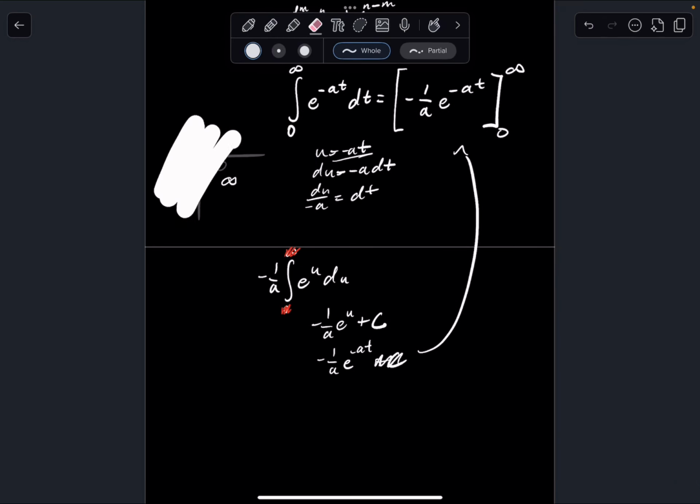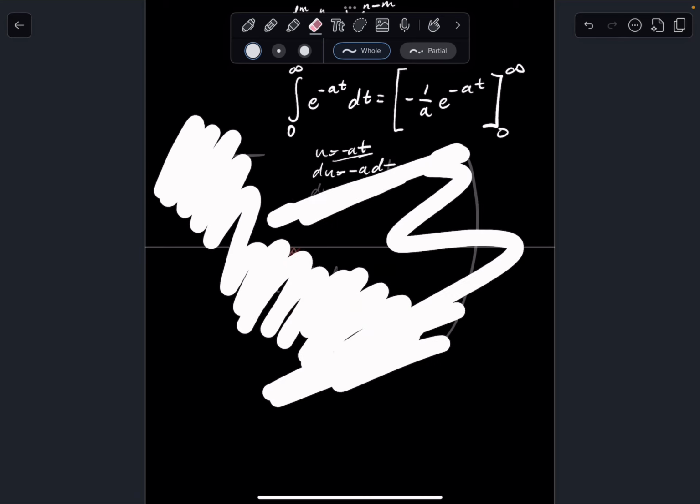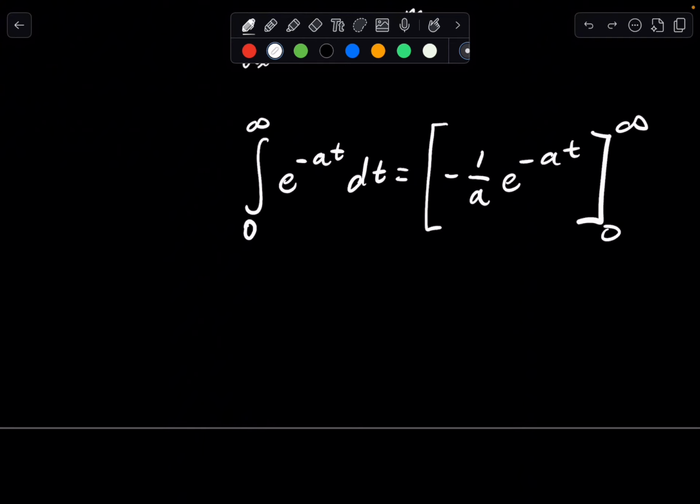If you can do that in your head, that's great. But yeah, if that helps, let me know. So right here we have the integral from 0 to infinity of e to the negative at dt is equal to negative 1 over a e to the negative at, all evaluated from 0 to infinity. So it's actually evaluated now. And let's see what happens.